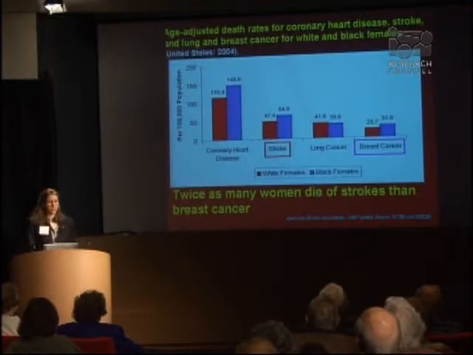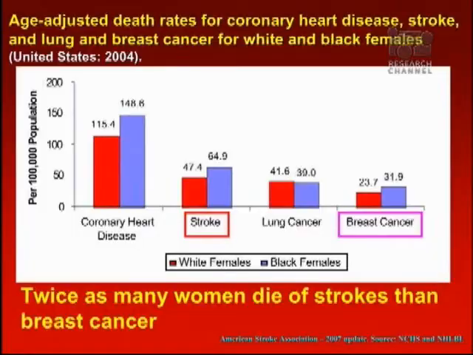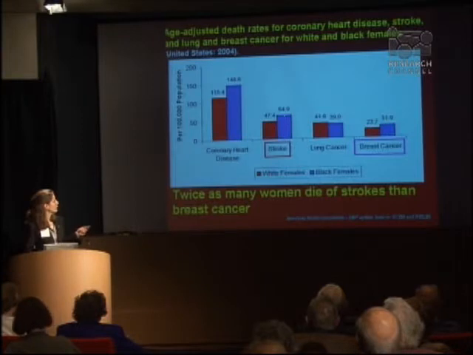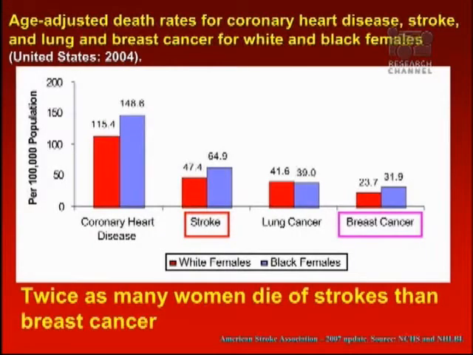This is age-adjusted death rates for coronary heart disease, stroke, lung and breast cancer for white and black females. And you can see here among white and black females, it's approximately twice that in stroke compared to breast cancer. So twice as many women die of strokes than breast cancer.